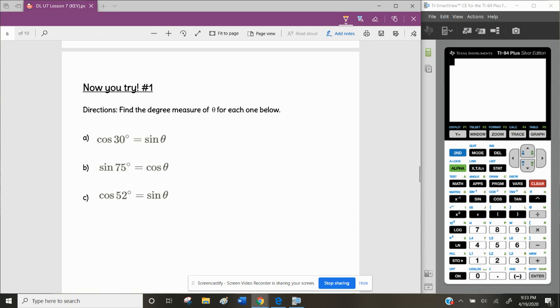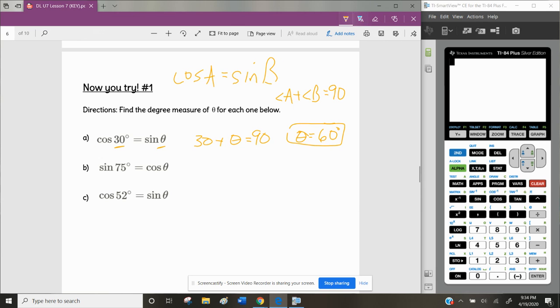So first thing we're going to do here is the cosine of an angle equals the sine of the acute angle of a right triangle if angle A plus angle B, or the two angles, equal 90. So the two angles have to be complementary. So 30 degrees plus theta has to be 90. So we know that theta, that angle that we don't know, will be 60 degrees.